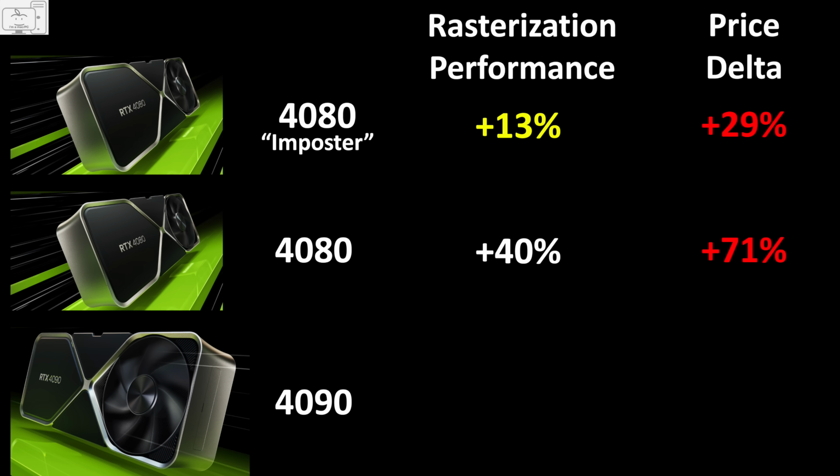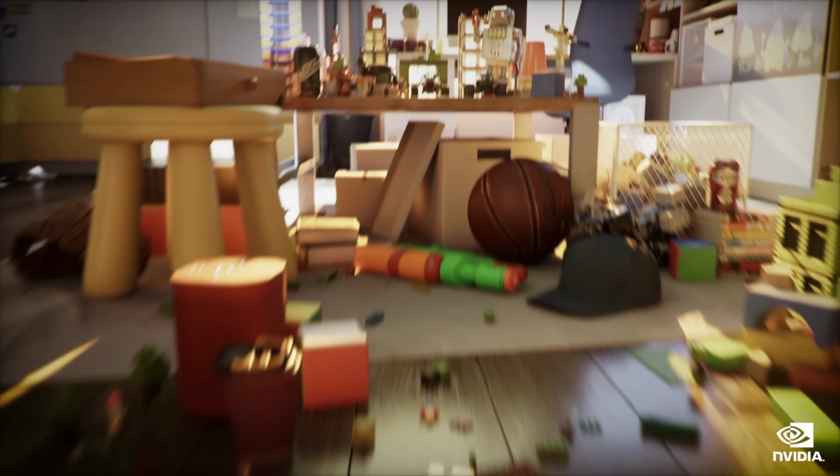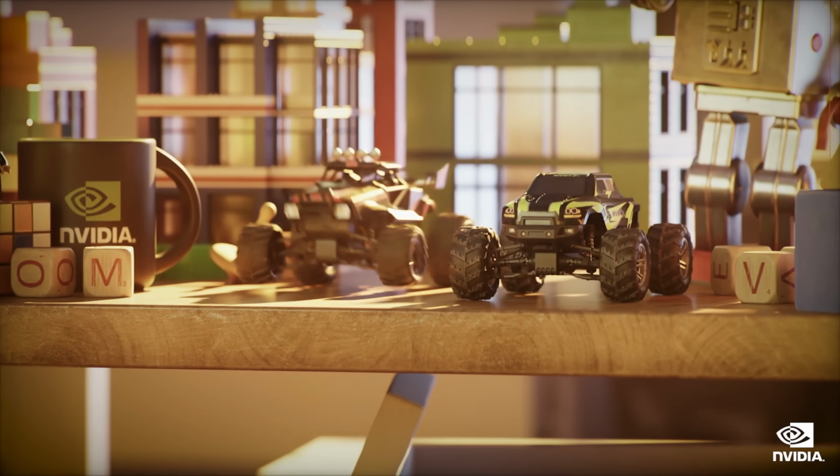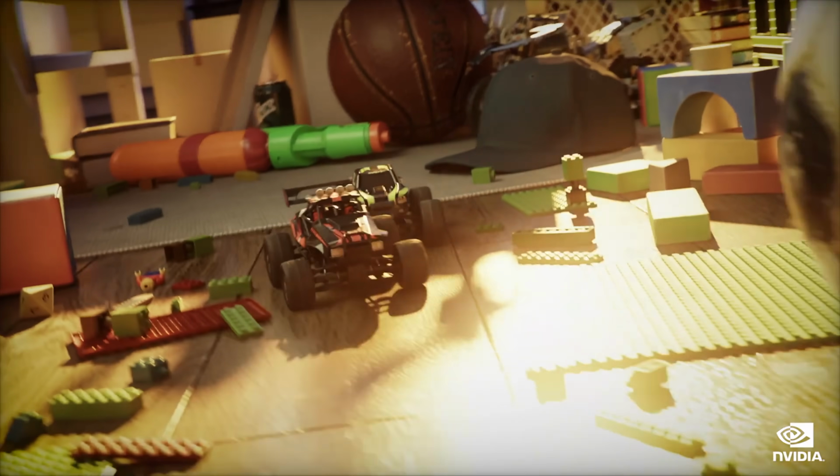The real 4080 provides about a 40% increase in rasterization performance over the 3080 for 71% more money. And the BFGPU, the 4090, provides a 61% increase in rasterization over the 3090 for only 6% more money. Clearly, the price increase and whether it's worth it to you will depend on how much you value ray tracing and the use of DLSS to boost FPS in those games that support those features.